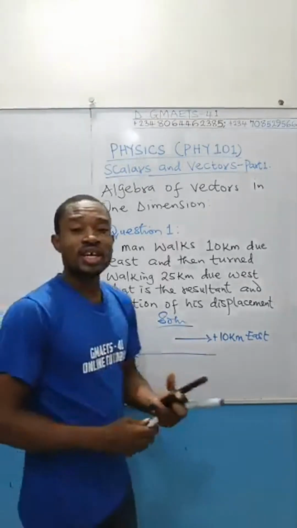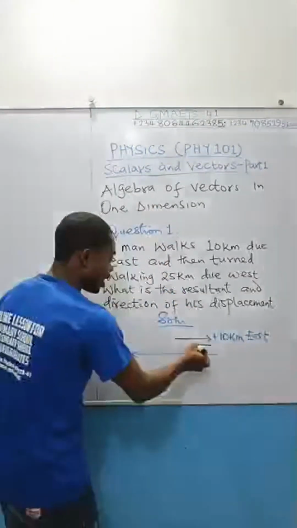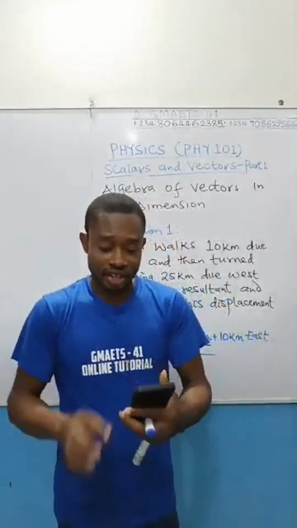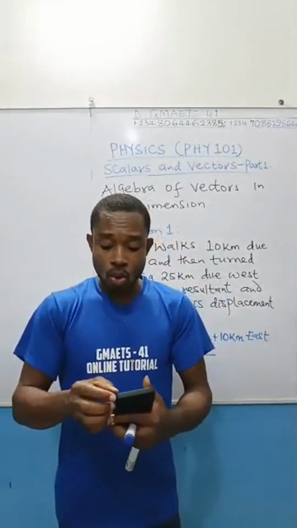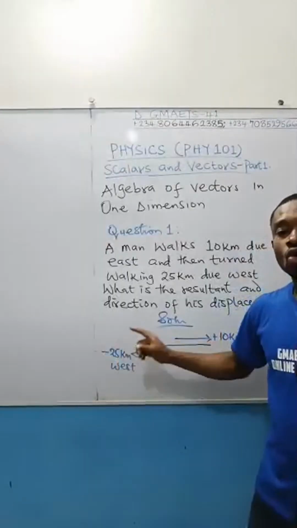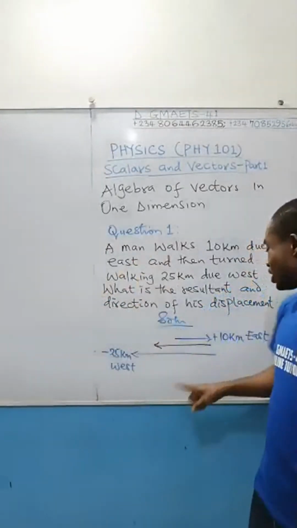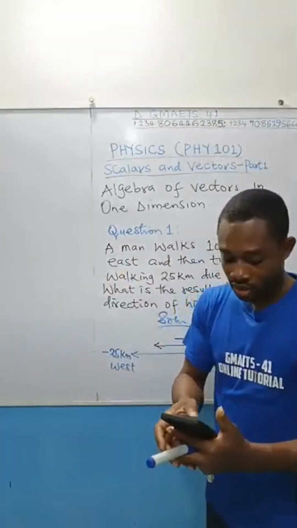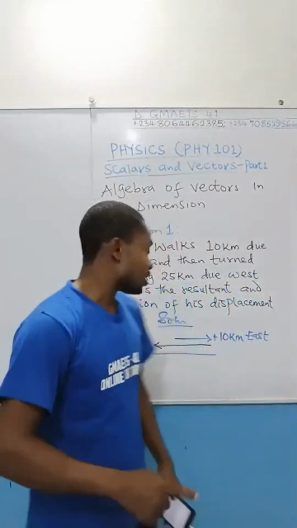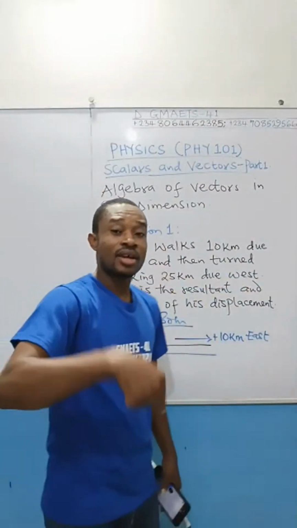Now what is going to be the resultant? First, I want you to know that the resultant will face the direction of west. Why would the resultant go west? Because the displacement of the man towards the west has a magnitude greater than that of east. That is why the resultant will be pointing to the greater magnitude.